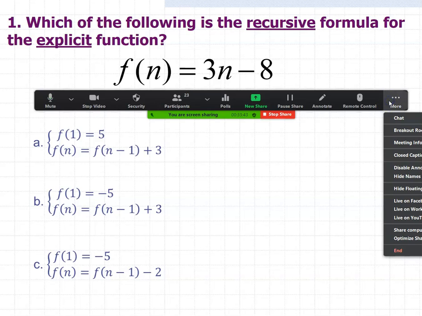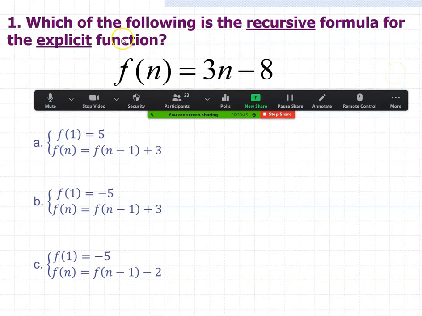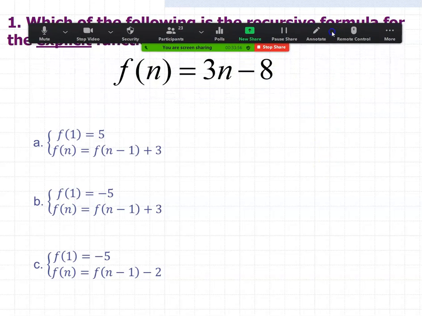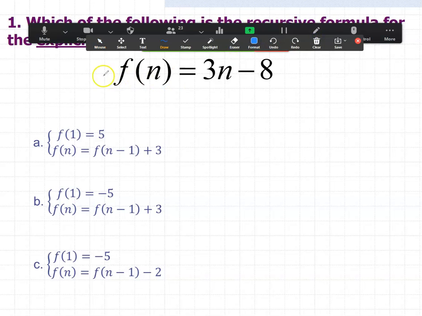Example number 1. Which of the following is the recursive formula for this explicit function? So the question is telling us that this is explicit, and these down here are recursive.